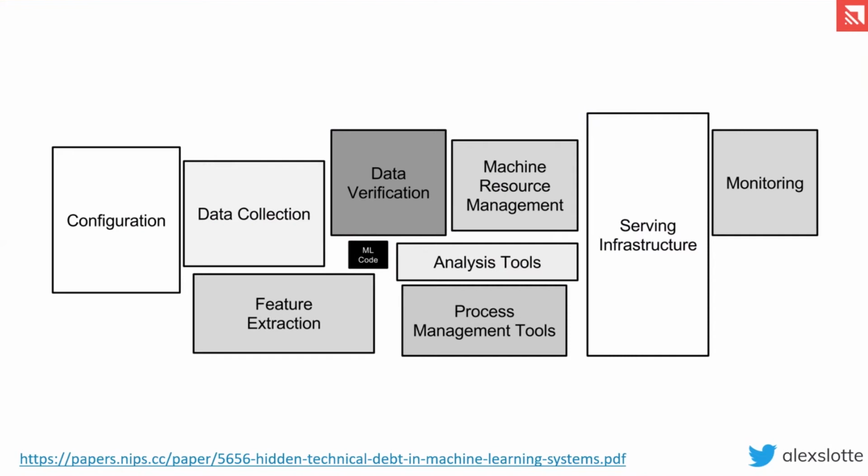And the reason for that is basically because a machine learning system or a model is a lot more than just the code itself that trains the model. So the black box here represents the part where we actually train the model. And then we have tons of other stuff to think about here. For example, data collection is a huge thing.